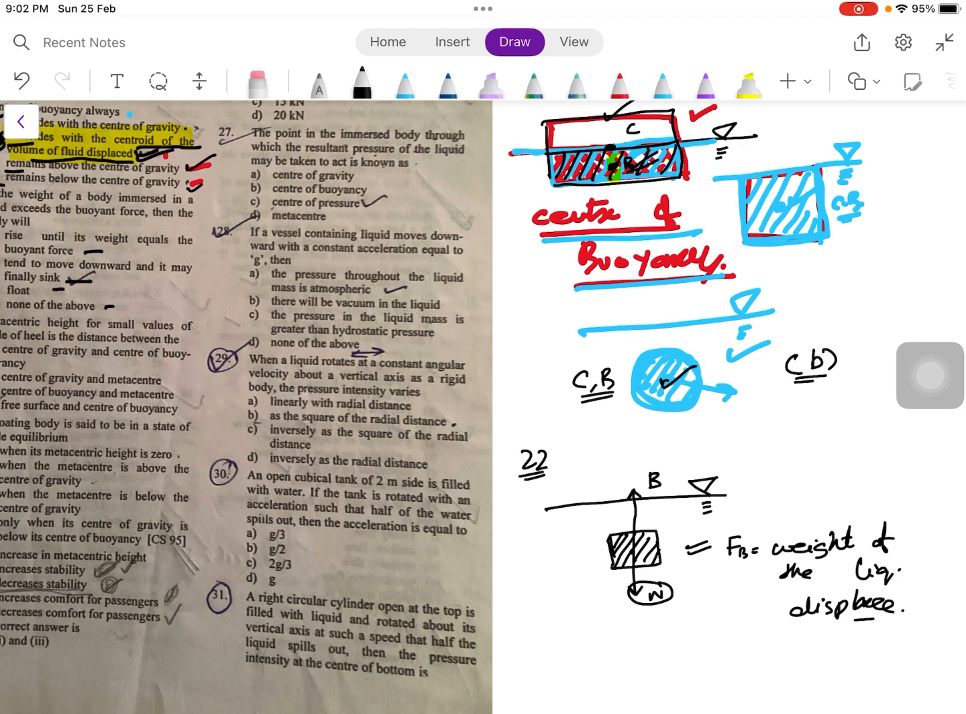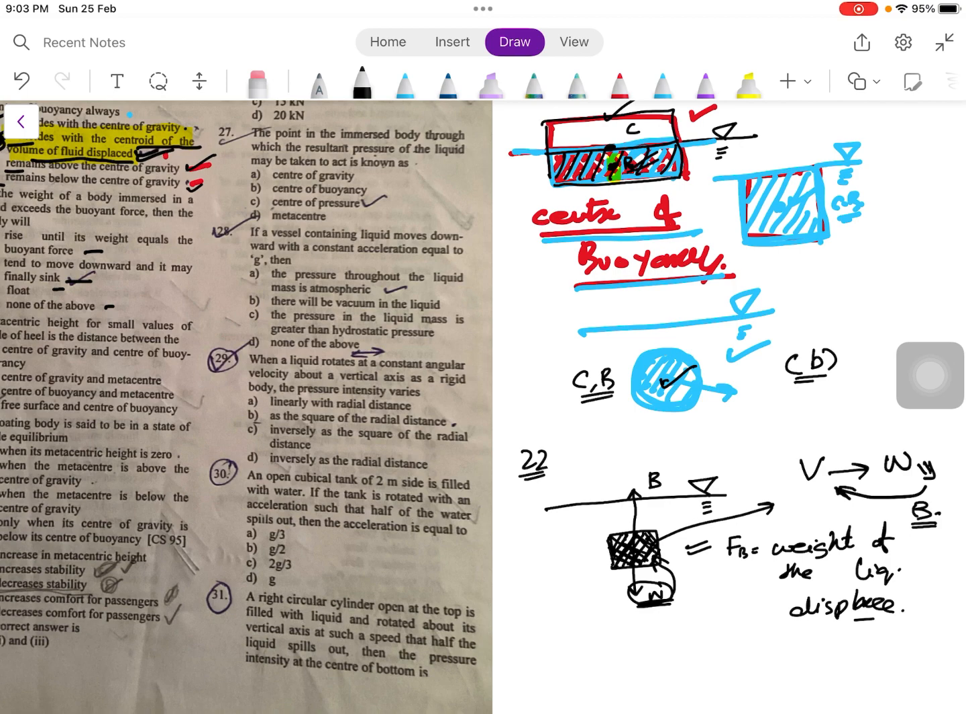So when this body is submerged in this liquid, there is a fixed volume of the liquid that is displaced, say volume V, and there is a fixed weight to that volume, and this weight of that displaced volume is the buoyant force. So the buoyant force is a function of the volume of the fluid displaced, or we can say the volume of this body.